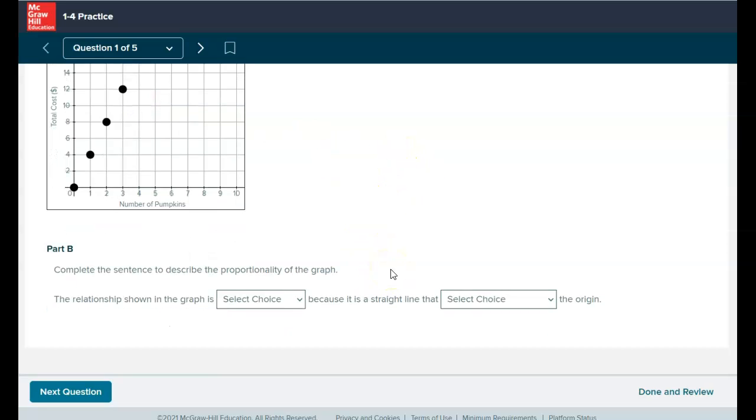Complete the sentence to describe the proportionality of the graph. The relationship shown in the graph is proportional because it is a straight line that passes through the origin. That's what you're going to want to go with on that one, right? Next question.